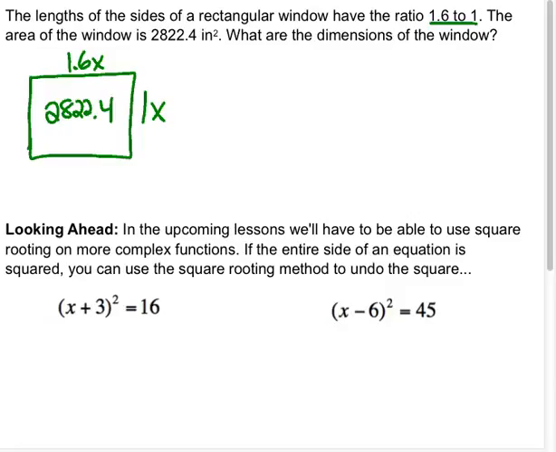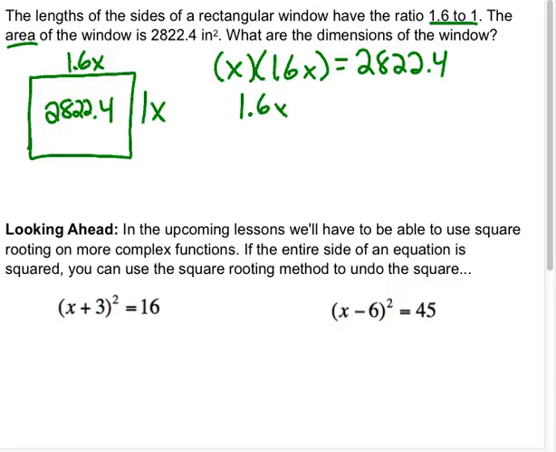So area, well, area is length times width, so x times 1.6x equals area. And in this instance, they actually already gave us that area. So now all we have to do is simplify this up and solve. Well, here, x times 1.6x just becomes 1.6x squared.